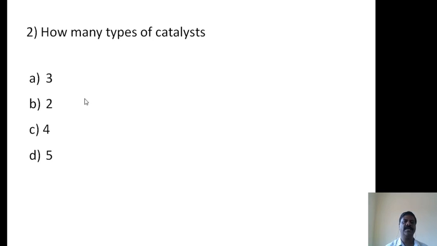The B option is the right option, because there are two types of catalysis. That is the B option, 2. How many types of catalyst? There are 2 types, hence the B option is the right option.